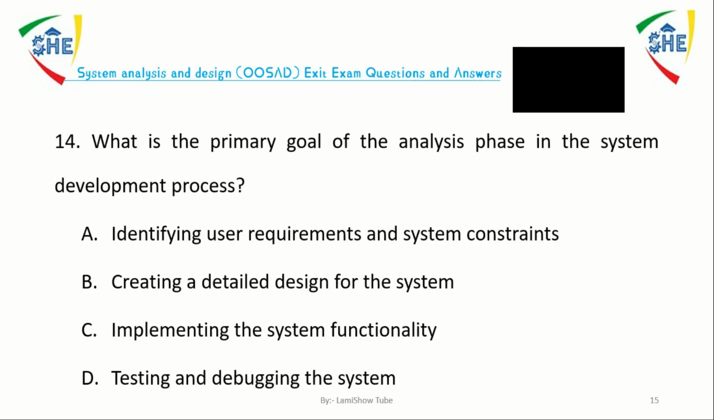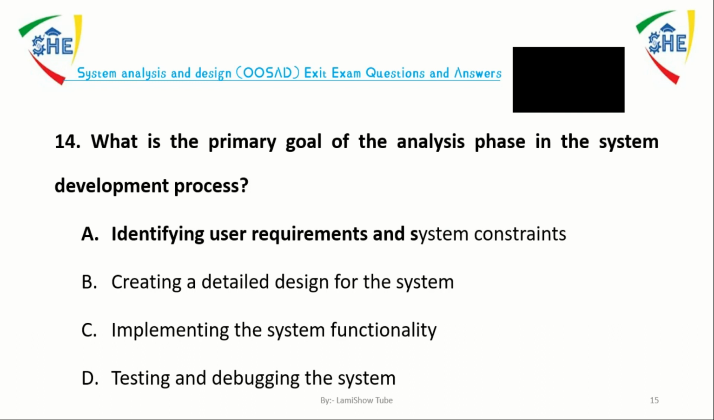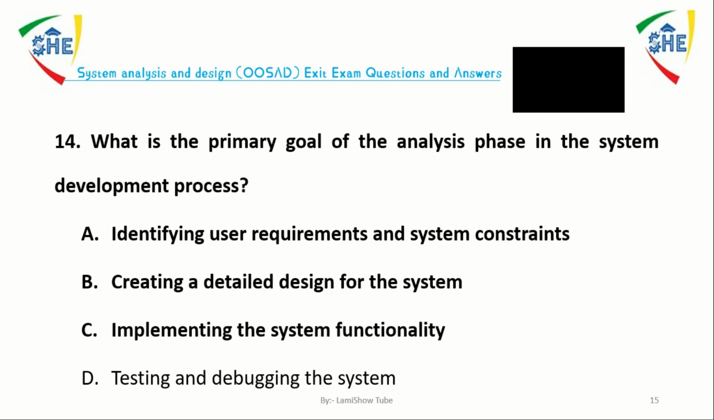Question number 14. What is the primary goal of the analysis phase in the system development process? A. Identifying user requirements and the system constraints. B. Creating detailed design for the system. C. Implementing the system functionality. D. Testing and debugging the system.